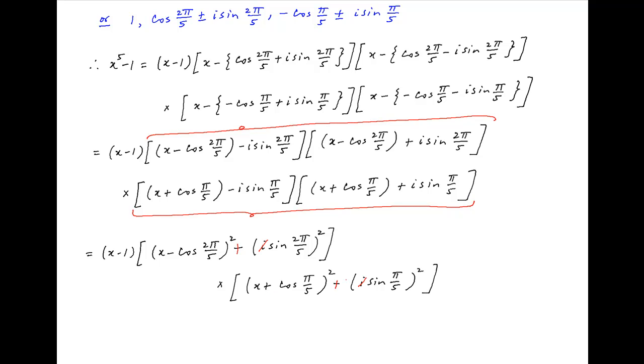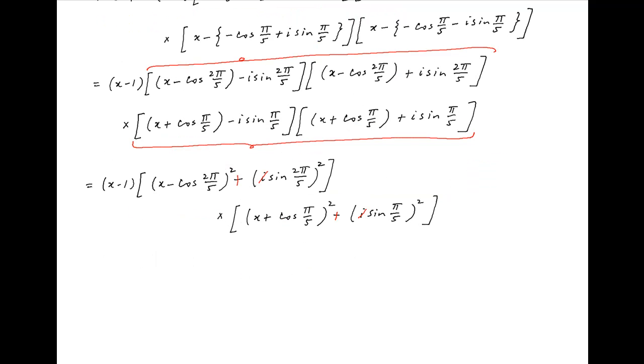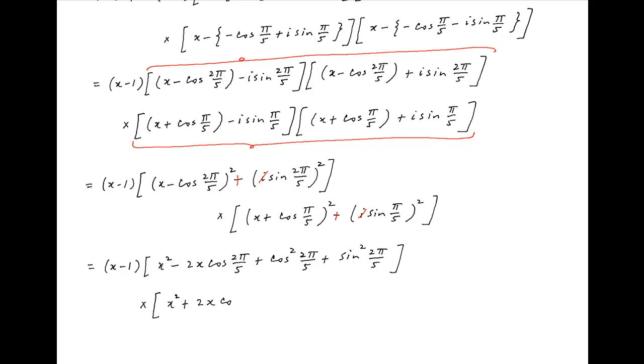i square is equal to minus 1. Therefore, this is equal to x minus 1 times, in brackets, x square minus 2x times cos of 2π upon 5 plus cos square 2π upon 5 plus sin square 2π upon 5, multiplied by x square plus 2x times cos π upon 5 plus cos square π upon 5 plus sin square π upon 5.